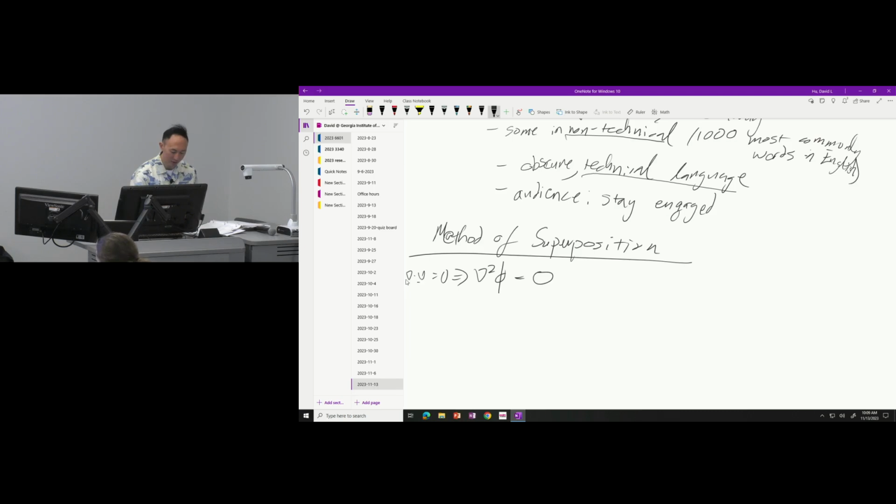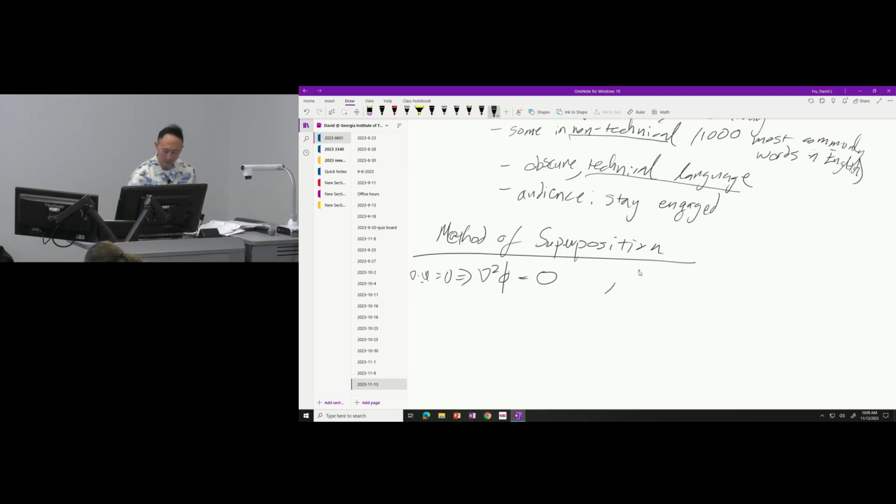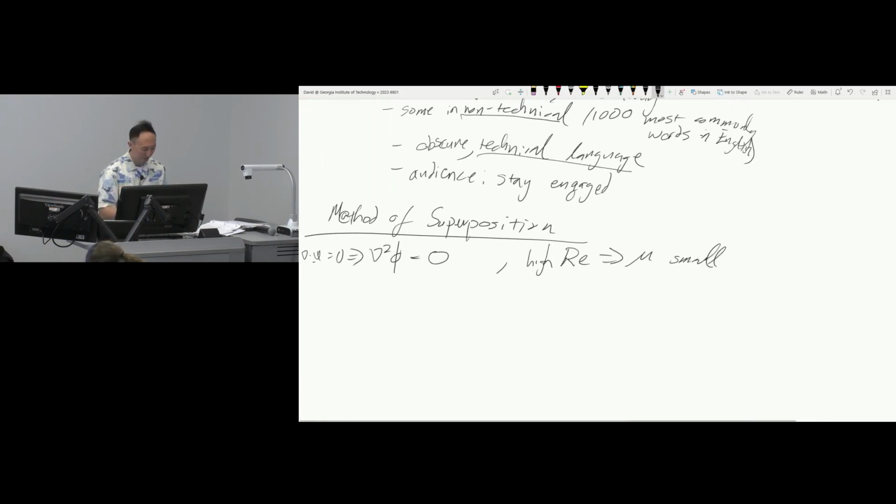conservation of mass. So all these potential flows, we're at high Reynolds number. So that means viscosity is small. High Reynolds number, viscosity is small. We don't solve Navier-Stokes equations anymore, because Navier-Stokes equations have viscosity. Instead, we just solve conservation of mass for potential flow.